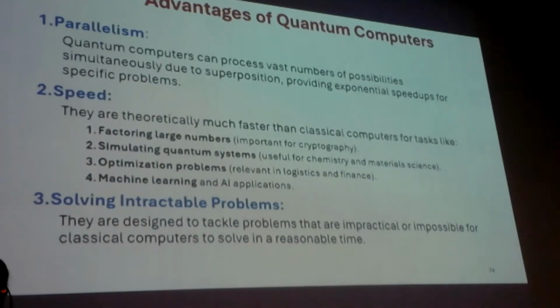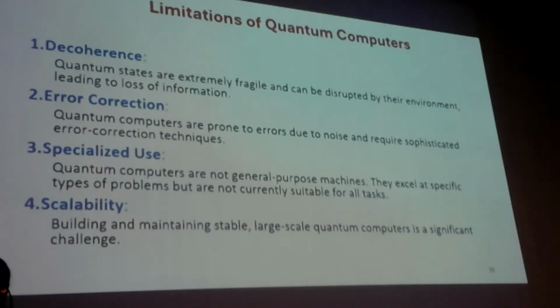Advantages: parallelism, we all know that, speed, and solving intractable problems, that is, those problems that cannot be handled by classical computers. Speed, of course, I told all these fields. Limitations: decoherence, as we said, they lose their quantum state, which will again affect things. And then error correction, because they are more prone to noise and interference at this point in time. Definitely, there will be improvement in the future.